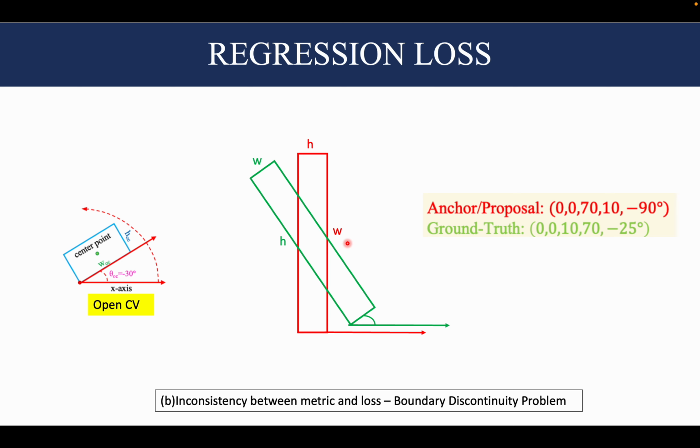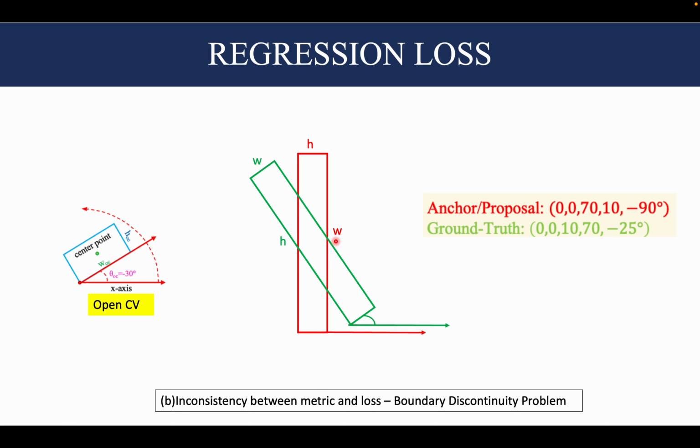Let us now look at another problem with the regression loss, which is known as the boundary discontinuity problem. It is known as the boundary discontinuity problem because the loss becomes discontinuous at the boundary case. To understand this video better, you will need a clear understanding of the OpenCV and long edge definitions, which I have covered in detail in a previous video. You can find the link to that video in the description below.